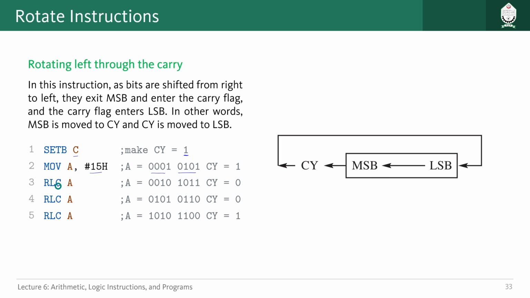Now if you execute RLC once, what happens? Everything moves to the left by 1 bit, so including the carry. So that's why you see carry is actually coming here. Then this is moving here. This is moving here. This is moving here. In this way, so this value is actually going to the carry. Okay, after all the movement happened like that. In this way, everything moves to the left through the carry.